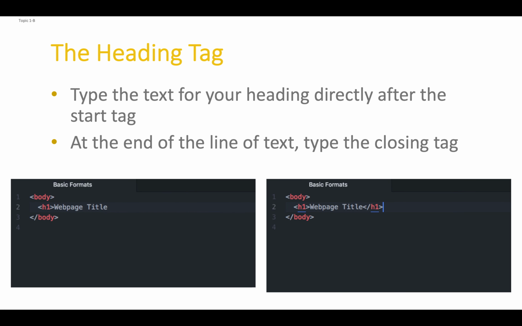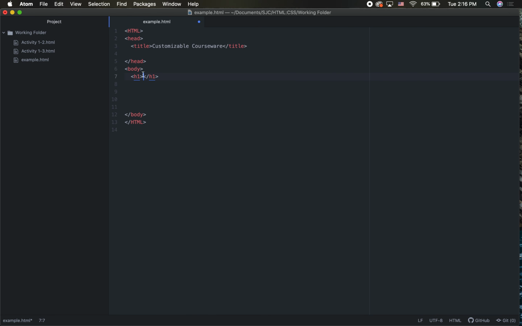If you start typing H1, then you type the text for your heading directly after the start tag, and then you put the close tag. So in between the opening and closing tags, you would type whatever you want the heading of your page to be. This is what you're actually seeing on the document, not what you're seeing as the title in the browser. Then we make sure our H1 close tag is there, which it is, and we're good to go. So that creates a heading.